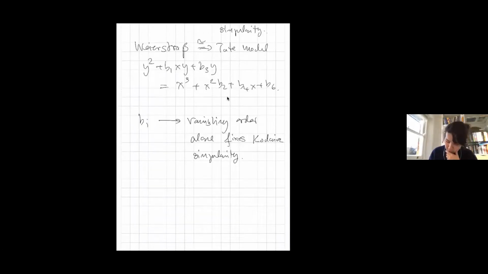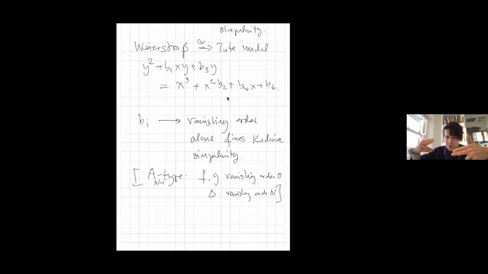Right. So if you've ever used the Weierstrass model, for example, if you have an A-type singularity you want to construct, F and G have vanishing orders 0, but delta has to vanish to order n for an SU(N). So what it means is, because delta is not just F cubed plus G squared, you need to tune F and G to very high orders to actually get such a cancellation in delta. And the advantage in the Tate model is that basically you can just fix the vanishing orders of b1, b2, b3, b4, b6 to be 0, 1, 2, 3, 5 for an SU(5), for example. So it's much simpler to use.